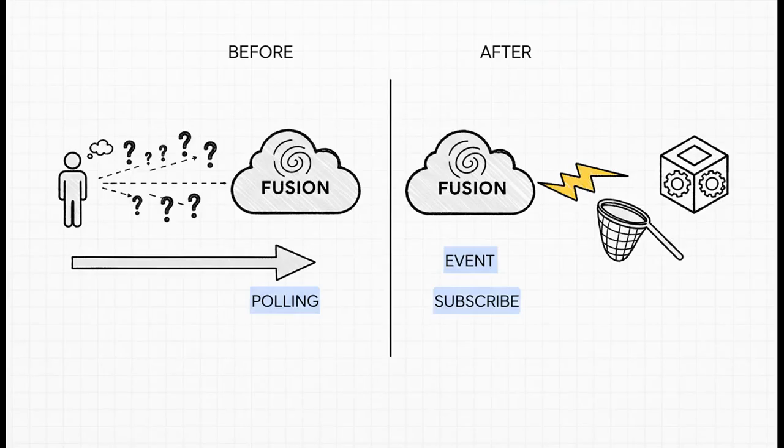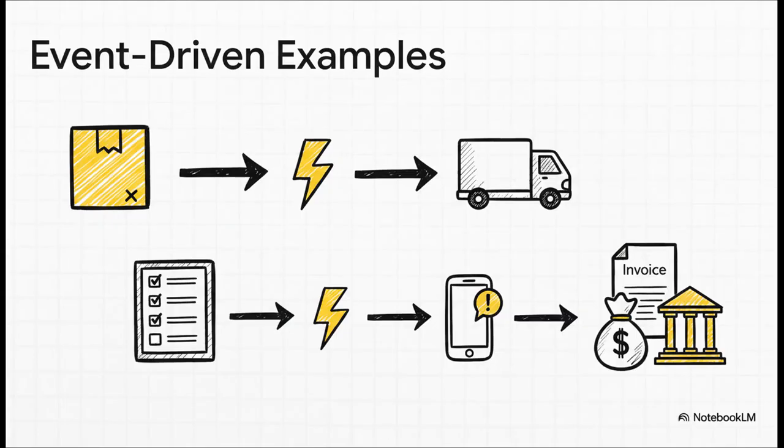Now, to solve that problem of constant, annoying polling, we have to embrace the event-driven nature of Fusion. So instead of asking Fusion what's new over and over again, we subscribe to its business events. We basically tell Fusion, hey, just let me know when an order status changes, or ping me when an invoice is created. And this gets really practical really fast in the real world.